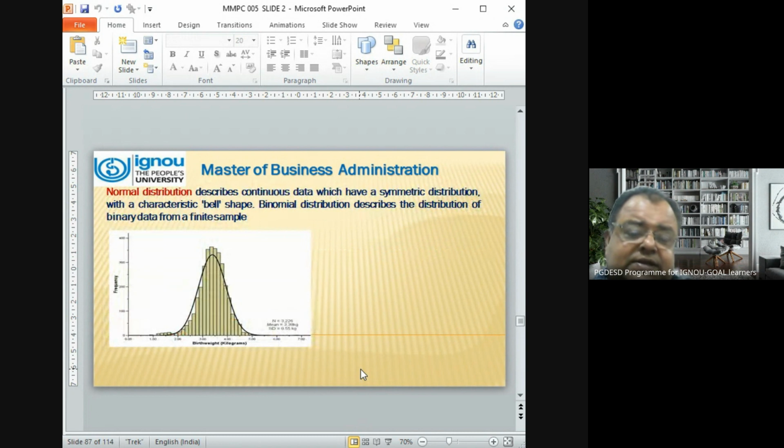Normal distribution describes continuous data which have a symmetrical distribution with a bell-shaped characteristic. You see, bell-shaped. Binomial distribution describes the distribution of binary data from a finite sample.